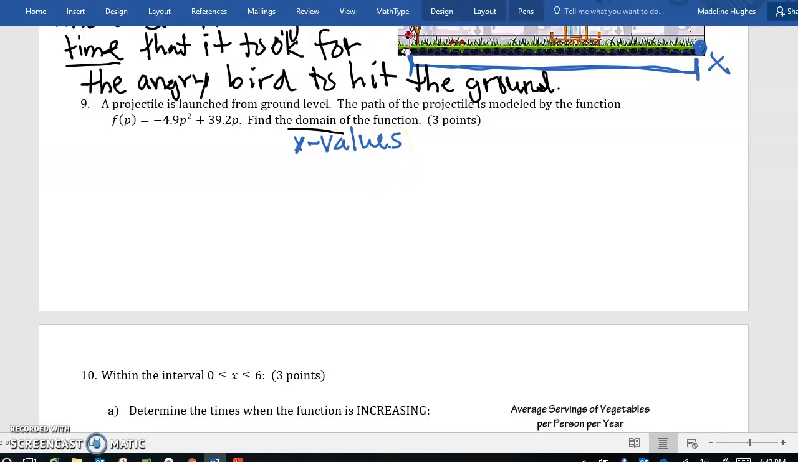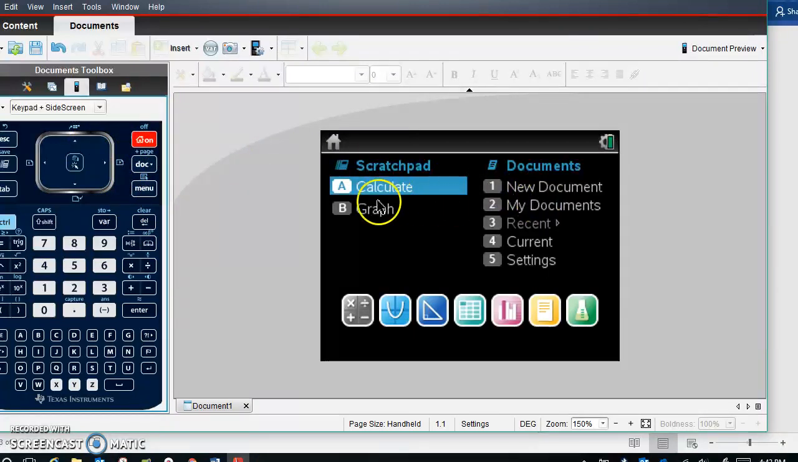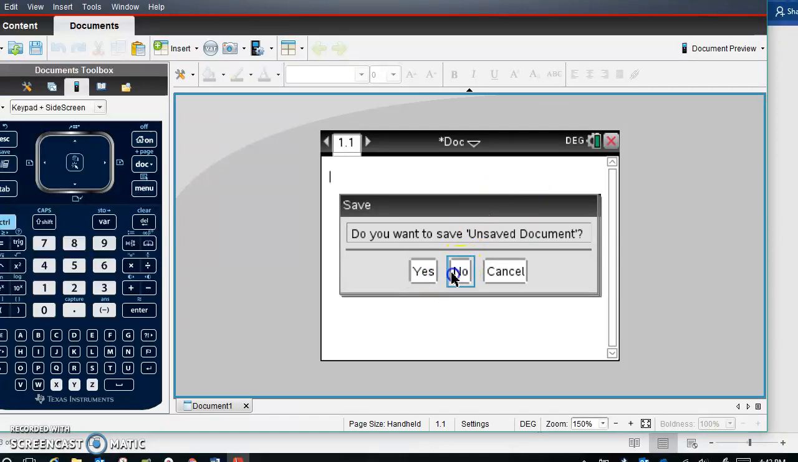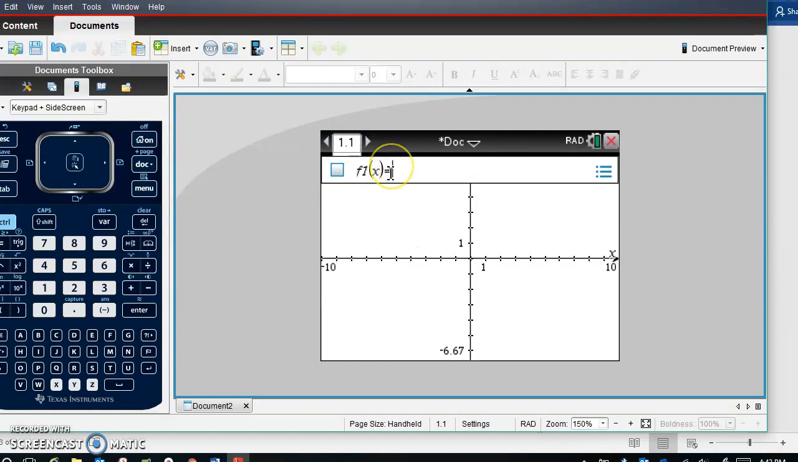Okay, so what are those x values where our projectile launched from the ground with this function? So we need to go to our calculators, and I'm going to plug in this function here. We'll go to new document. No, I don't want to save that one. Add graph. Okay, so I'm going to plug in this here.